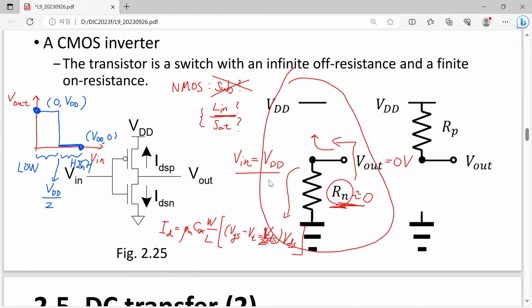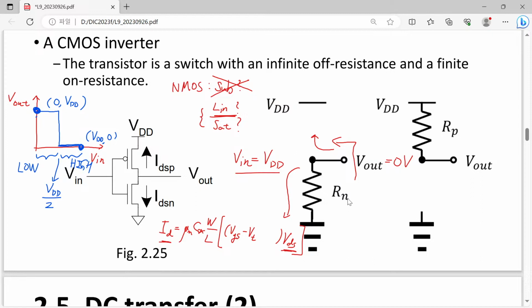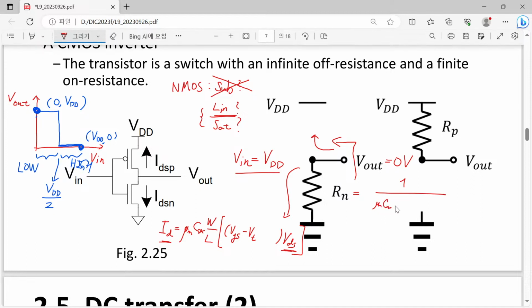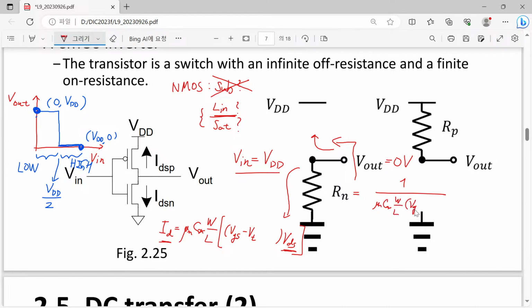However, when we have a very small VD, this second order term goes away, so we can safely neglect it. Then our result will be like this: ID can be just a linear function of VDS. Then please write down the expression for our R sub n. That is simply given by 1 over mu n Cox W over L times VGS minus VT. That will be the expression for our Rn.